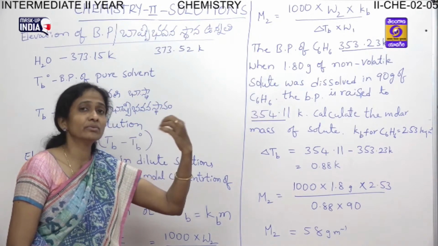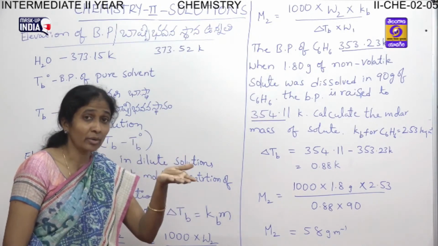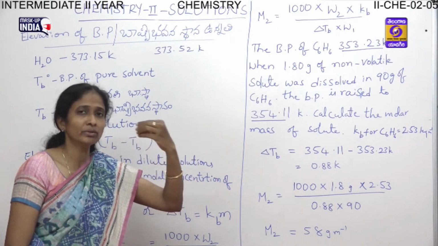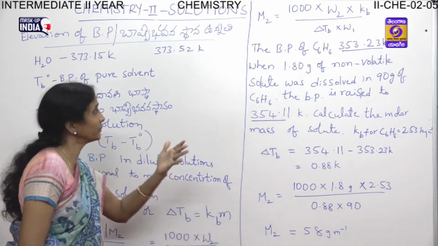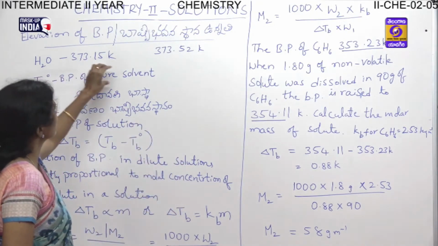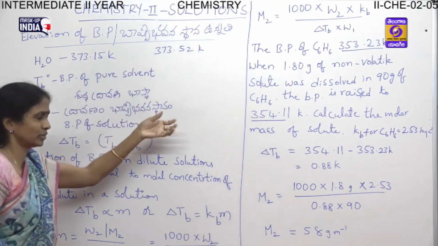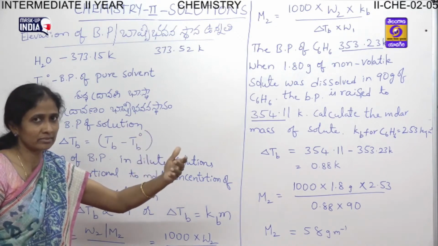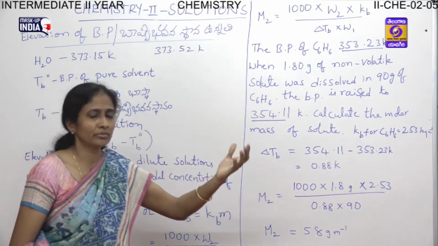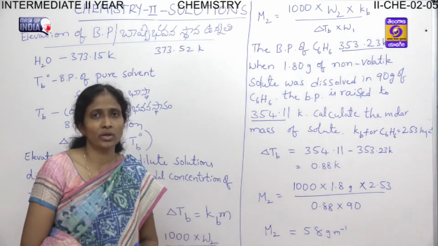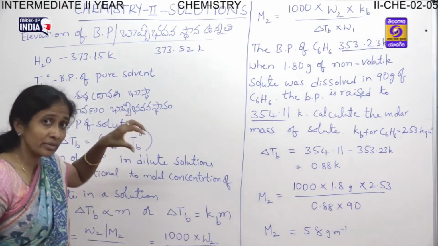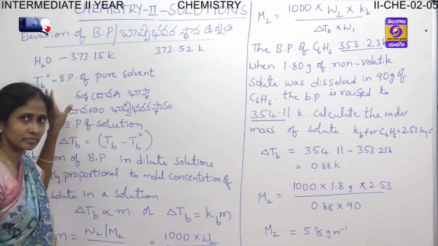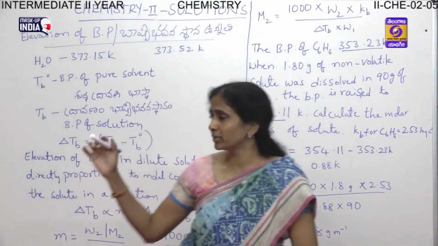So we should give some more energy to transfer into the vapor phase. Now we are talking about pure solvents. Water without adding any sucrose is a pure solvent. So now we are talking about elevation of boiling point.